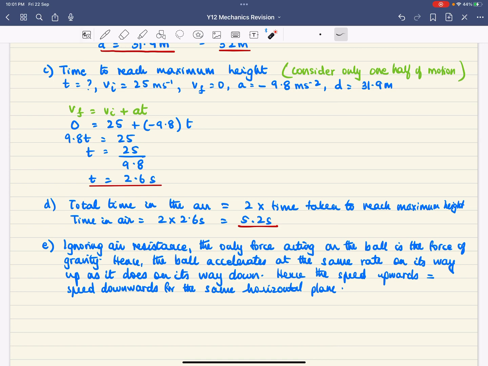Now, ignoring air resistance, the only force acting on the ball is the force of gravity. So the ball accelerates at the same rate on its way up as it does on its way down. That is why the speed upwards equals the speed downwards for the same horizontal level.